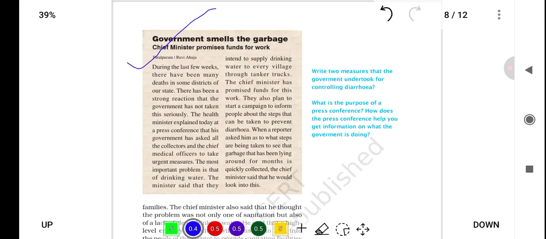The most important problem actually is that of drinking water. The minister said that they intend to supply drinking water to every village through tanker trucks. The chief minister has promised funds for this work. They also plan to start a campaign to inform people about the steps that can be taken to prevent diarrhea. When a reporter asked what steps are being taken, that garbage lying around for months be quickly collected, the chief minister said that he would look into this.